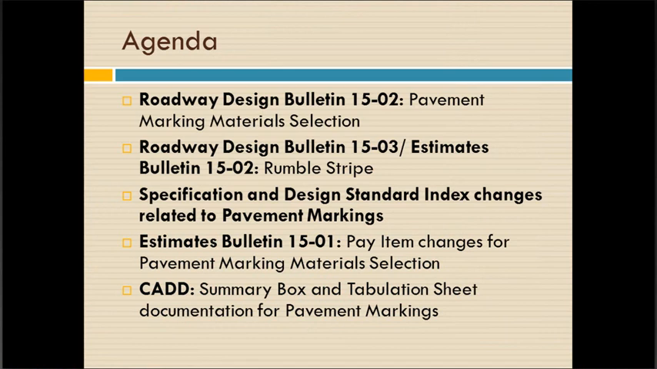This afternoon, what we would like to cover would be a review of the Roadway Design Bulletin 1502, which addresses pavement marking materials selection. Also, Roadway Design Bulletin 1503, that was a joint bulletin with Estimates Bulletin 1502, addressing rumble striping. We'll also cover a little bit about the specification and design standard index changes related to pavement markings.